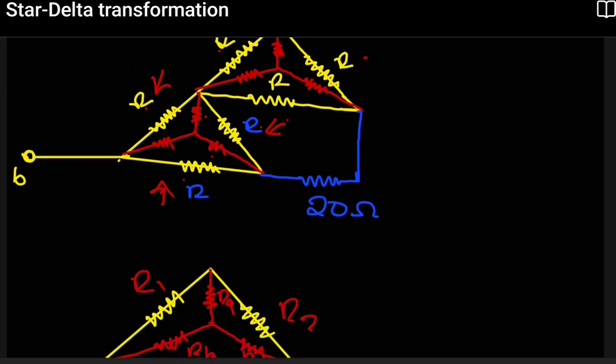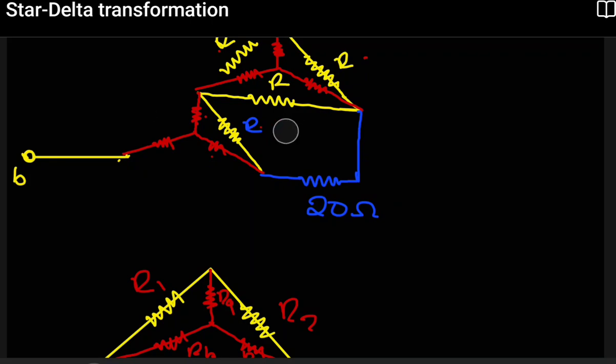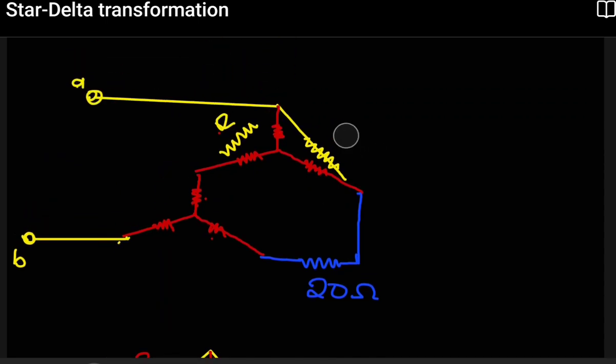So let's see how our circuit will now look like. I'll eliminate everything else. I'll remove the delta and I'll remain with the transformed circuit. So I'm removing everything, leaving only the star. So look at what we have. This is how our circuit looks like. And now we know the values. This is 10, this is also 10 ohms, 10 ohms, 10 ohms, 10 ohms, and 10 ohms.